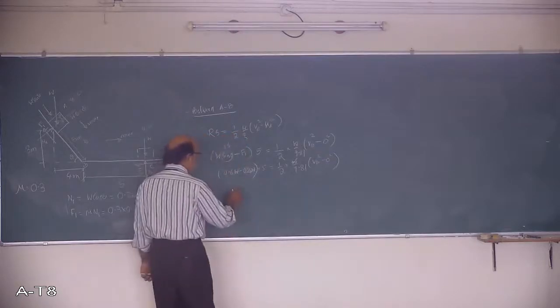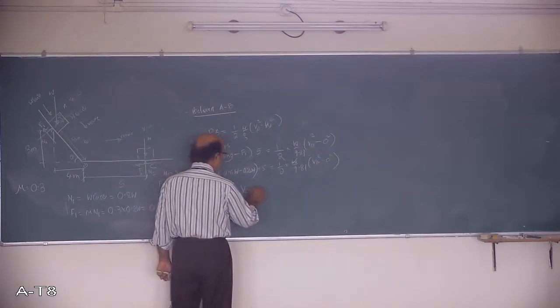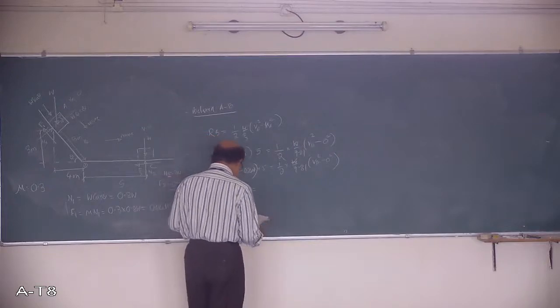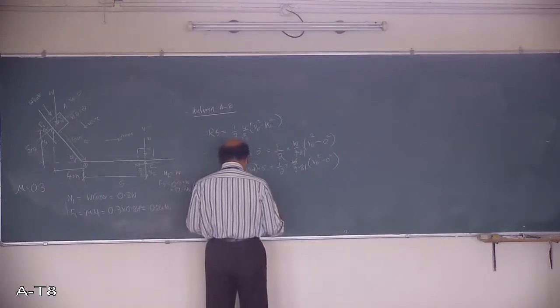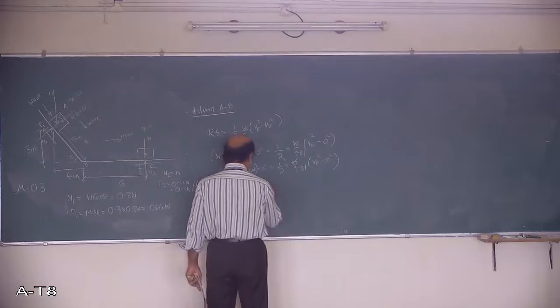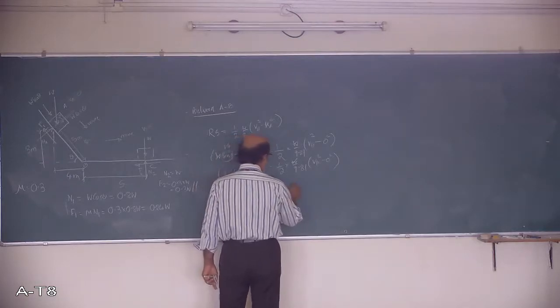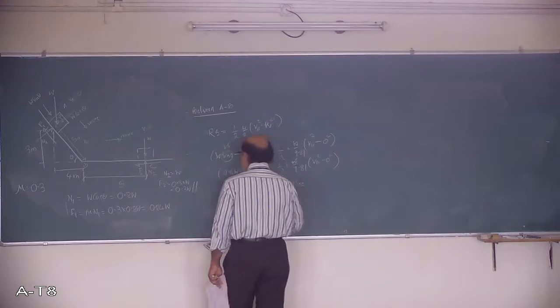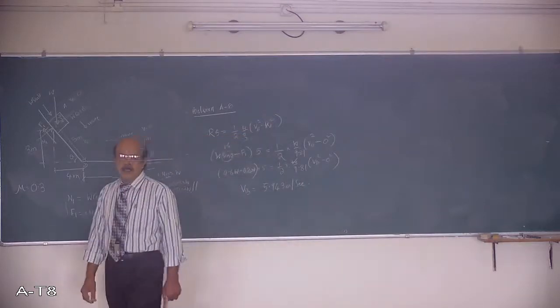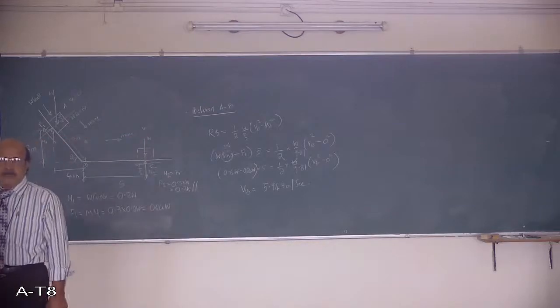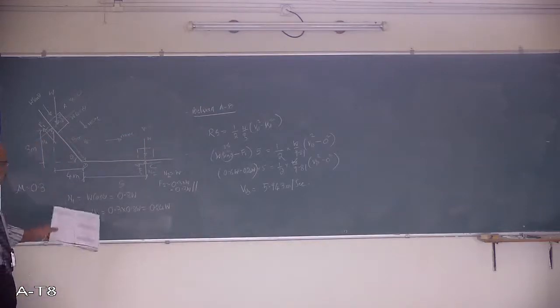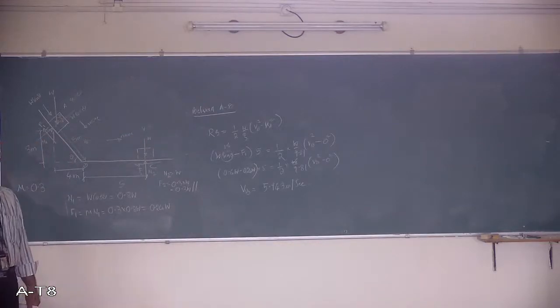You will get from this VB, the speed at point B. It works out to 5.943 meters per second. That is the velocity at point B. We got it. Next I need to work out the next part.